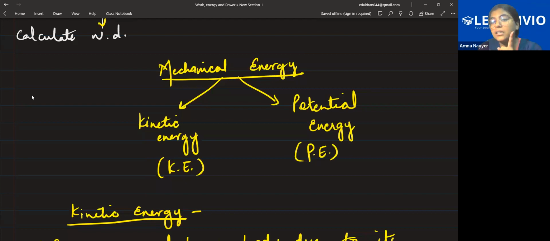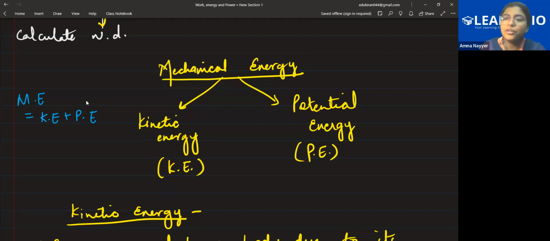You can write it, not right now, once I give you time. Mechanical energy is basically the kinetic energy plus the potential energy. So this is not a new term. Mechanical energy is kinetic and potential energy. So we'll go one by one.